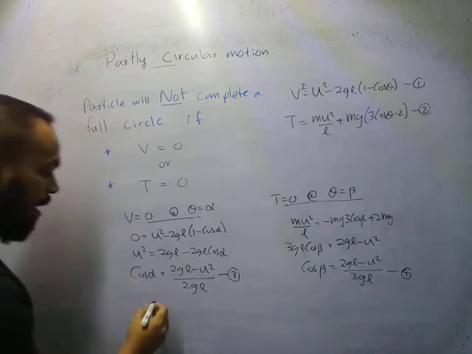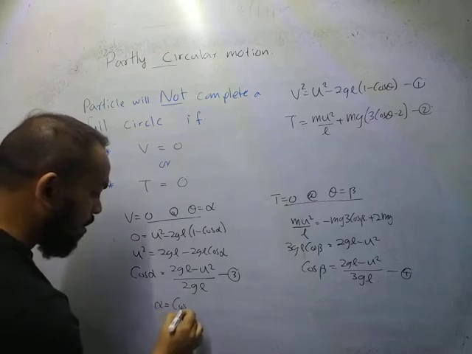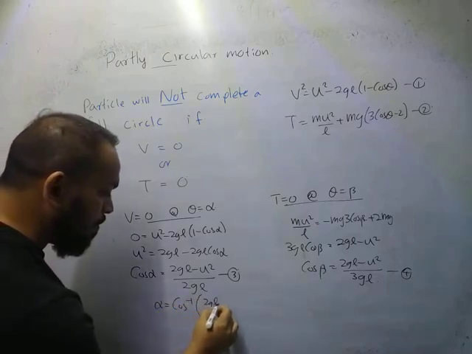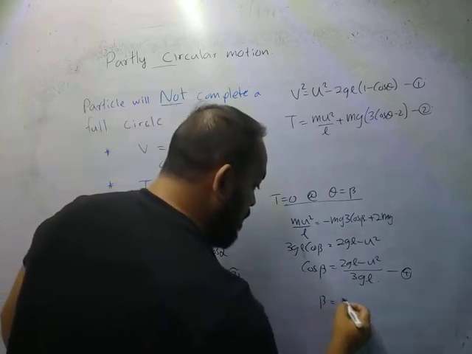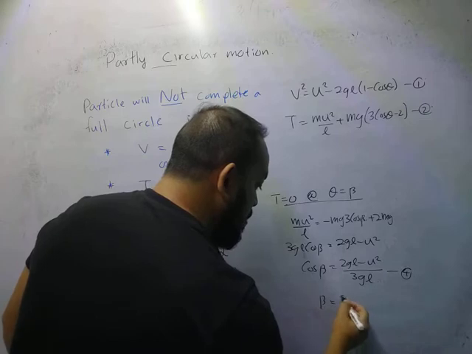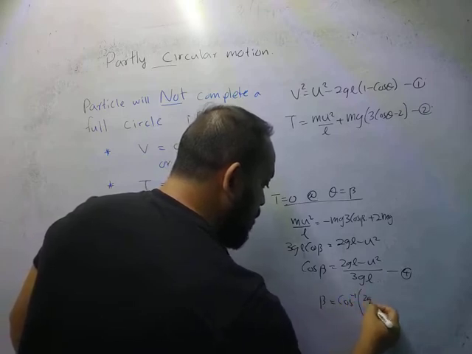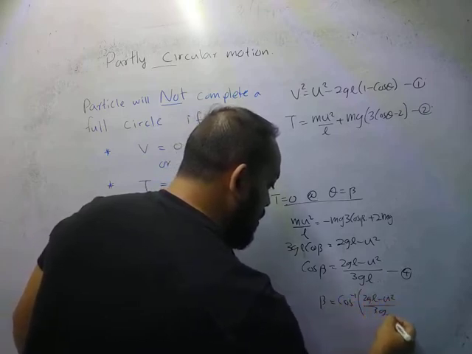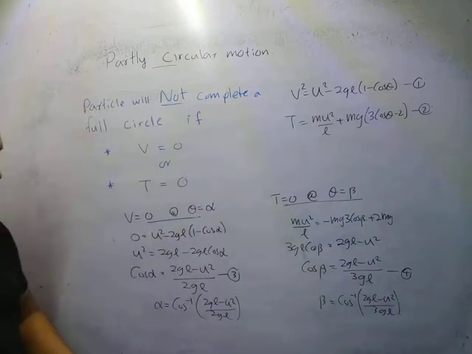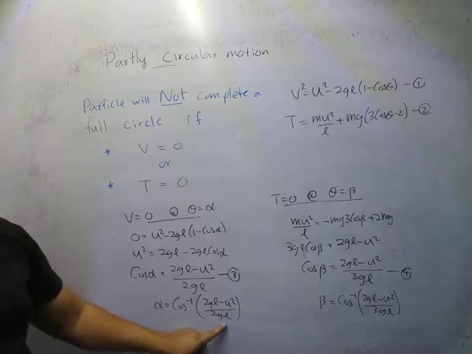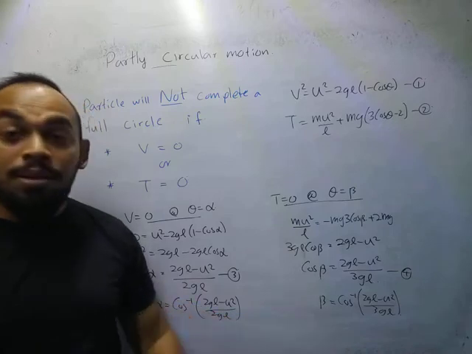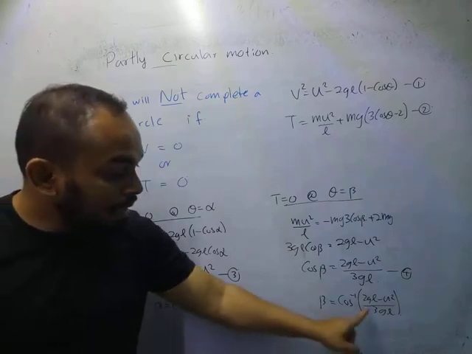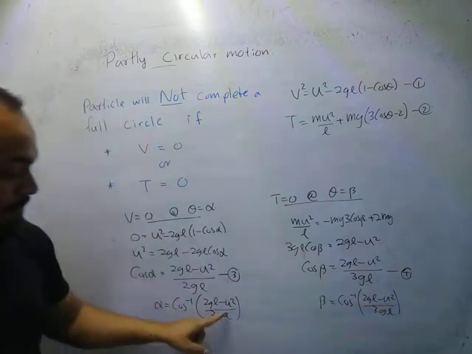Now alpha, let's take cos inverse of this value. Beta is cos inverse of (2gl minus u squared) over 3gl. Now you can see that these two are different. What is the difference? Here in the denominator you have 2gl, here in the denominator you have 3gl. So these angles are not the same, except for when this is 0.